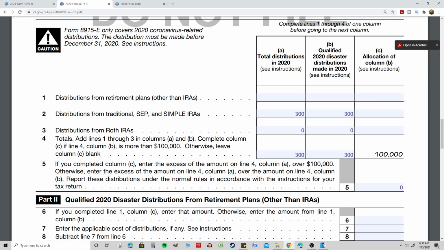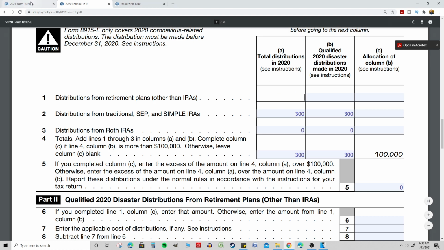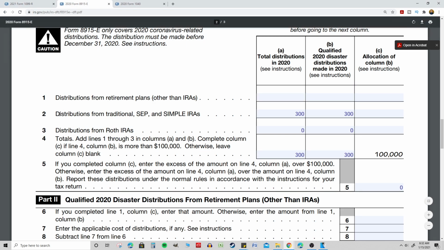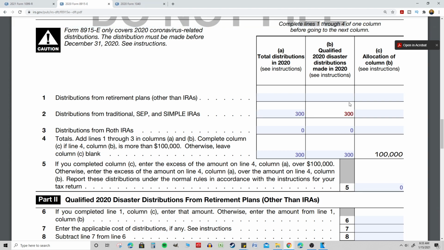Line 1 is distributions from retirement plans other than IRAs. We know that our 1099-R is from an IRA because this box is checked right here. That's how we know. So we're skipping line 1 and we're going right down to line 2. Distributions from traditional, SEP, and simple IRAs is $300 just from our 1099-R we looked at. Now, this example is assuming we just have one retirement distribution and it's for COVID and that's it. We're not going to overly complicate this. Some people might have normal retirement distributions on top of these COVID distributions. It just depends. But to keep things simple, we're just keeping it with one example.